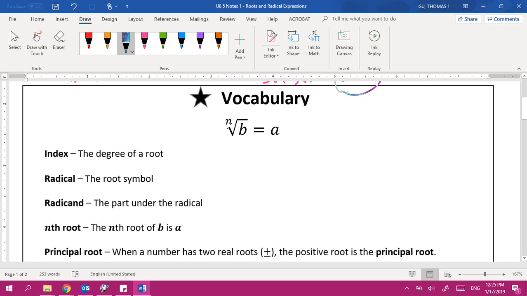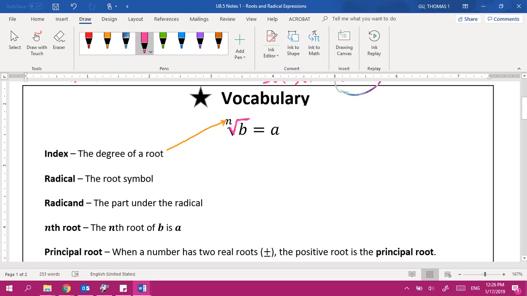So first of all, the index. Make sure you hear these terms and memorize these, okay? Index is the degree of a root. So which part of this equation do you think is the index? The n, very good. N is what you call the index. Next, the radical is the root symbol. So that's very self-explanatory. It's this symbol right here. Don't call it a square root because it's only a square root when n is 2. All right, it's just a root, a radical.